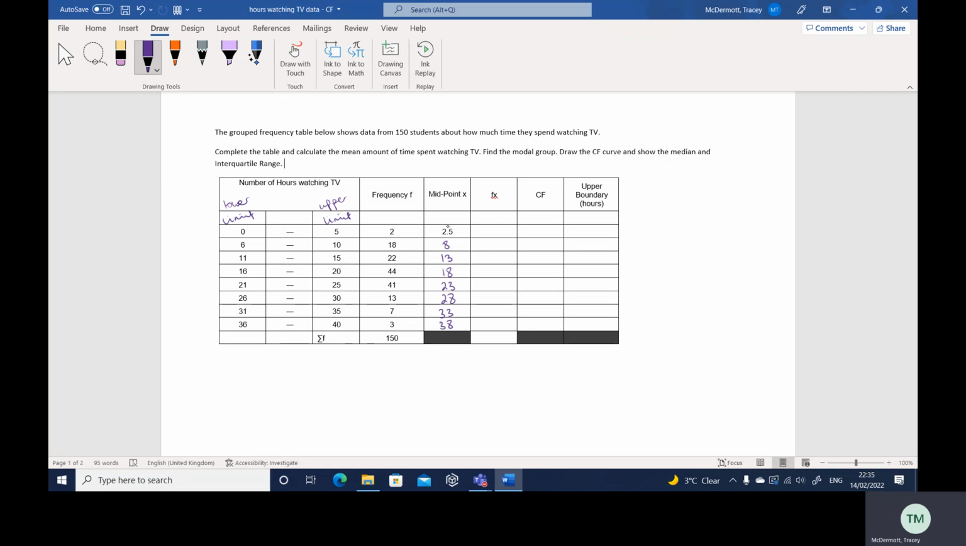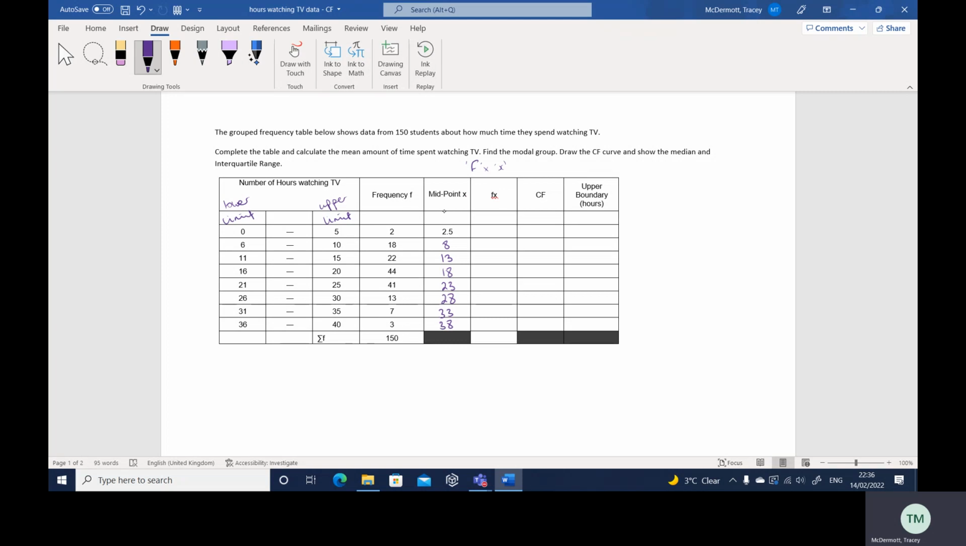Okay. The reason that we use these midpoints is that now we're putting a value onto the number of hours of TV that these people watch. So we're saying these 2 people watched roughly 2.5 hours of TV each. These 18 people have watched 8 hours of TV each, and so on. And we use these midpoints now to calculate the next column, the FX. Now FX is basically just F for frequency multiplied by your midpoint. So it's going to be your frequency column multiplied by your X column to give you the FX column.